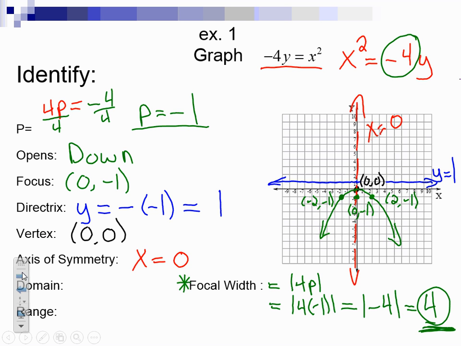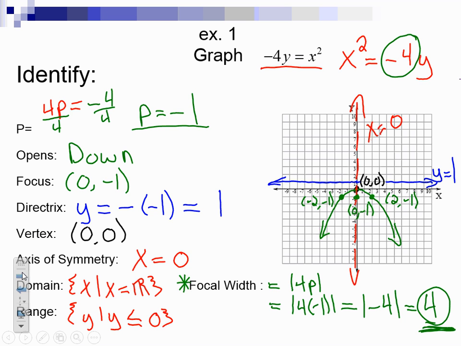To end it, just domain and range. This one is going up or down. So our domain is always going to be all real numbers for these ones. X, such that x equals all real numbers. And then our range is going to be from our vertex, which starts at 0. So y such that y, since it's going down, is less than or equal to 0. All right, example number 1 done.